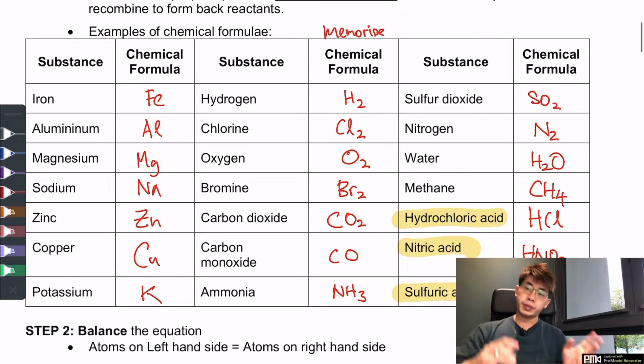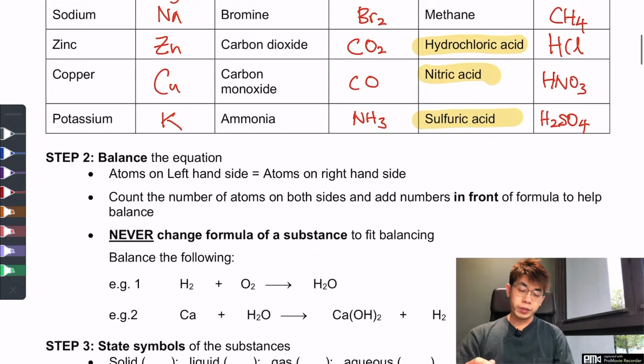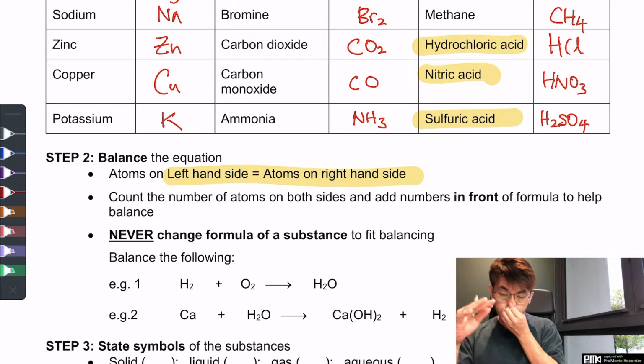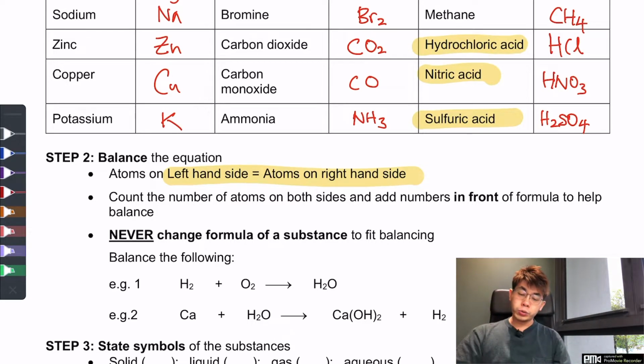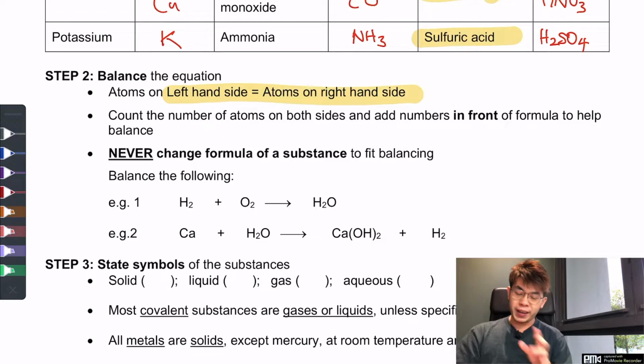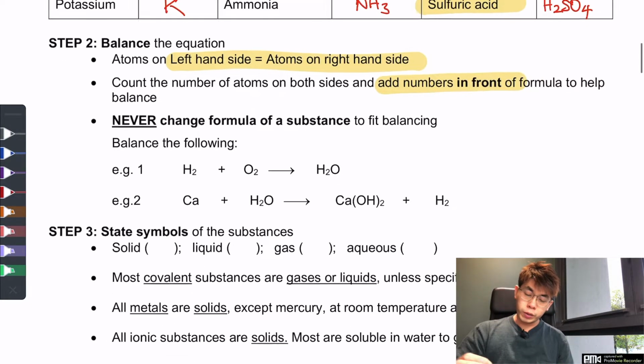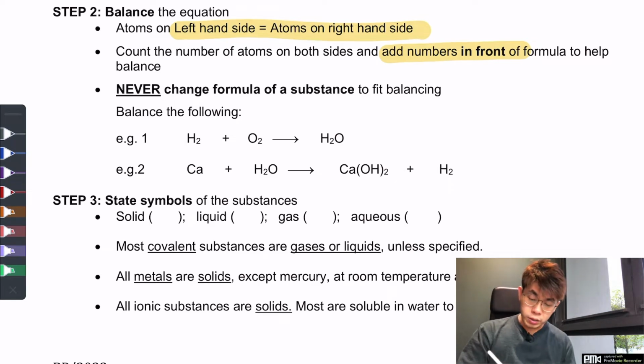After you've written the chemical formula, we will need to balance the equation. Balancing the equation means that the atoms on the left side must equal the atoms on the right side. We cannot create atoms, we cannot destroy atoms. So what we do is count the number of atoms on both sides and add numbers at the front of the formula. I always ask my students to add in a small line at the beginning, and we can never change the formula to fit the balancing.